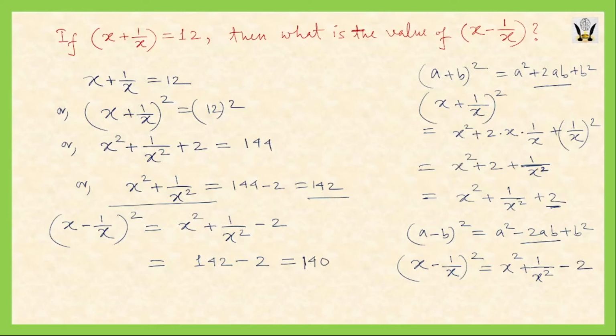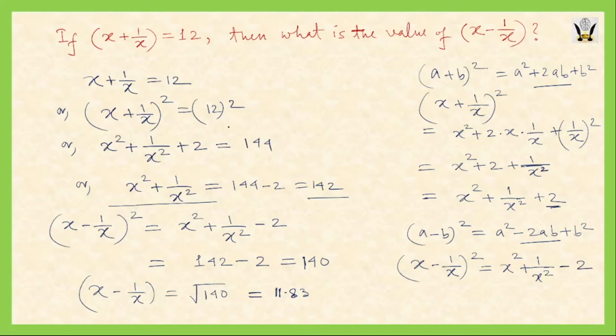Now what we wanted to find is x minus 1 by x, and we have the square value of that. So x minus 1 by x, if we want to find it, will be the square root of 140. Definitely it will come in fraction, and that will be 11.83. So this is how we solve this type of problem.